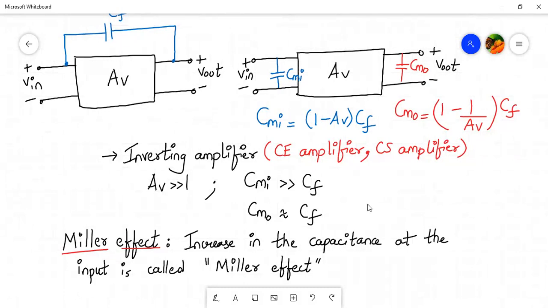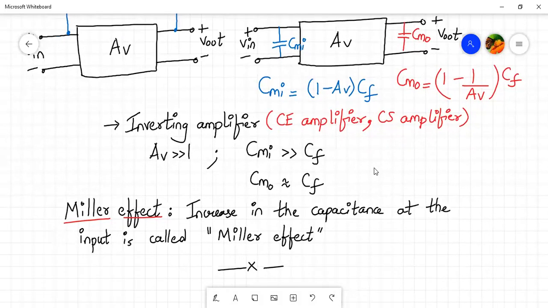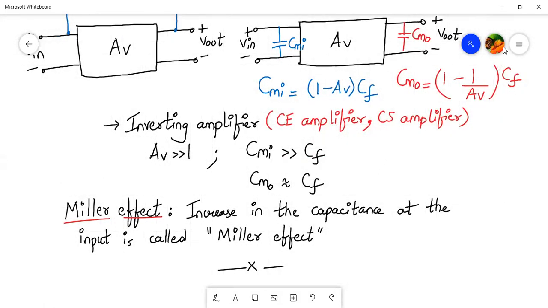This Miller concept, the Miller effect, will be helpful while analyzing the high frequency response of a BJT amplifier and a MOSFET amplifier. So that is all for this lecture. Next time we'll directly start with the high frequency response of a BJT amplifier.